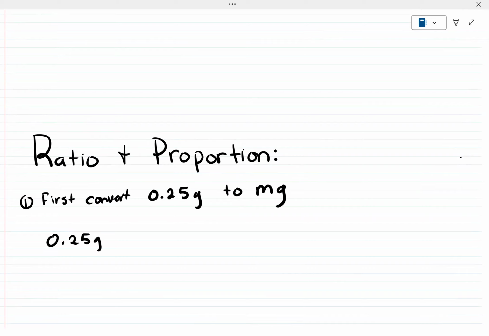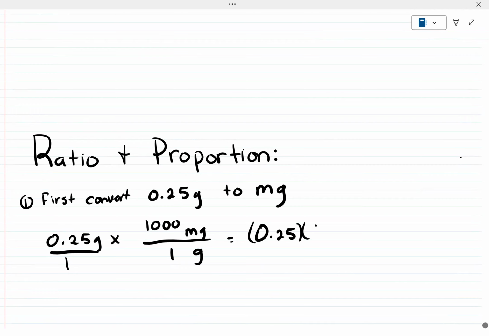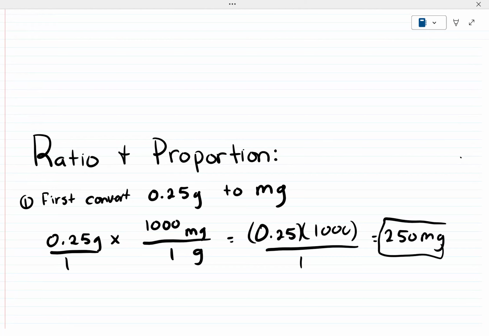0.25 grams times a fraction, grams on the bottom and milligrams on the top. So for 1 gram, there's 1,000 milligrams, and you get 0.25 over 1, and that is 250 milligrams. Okay, so we're going to need this. This is not our answer, but we're going to need that, right?